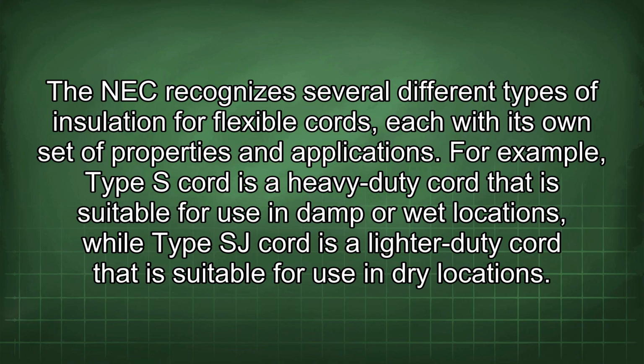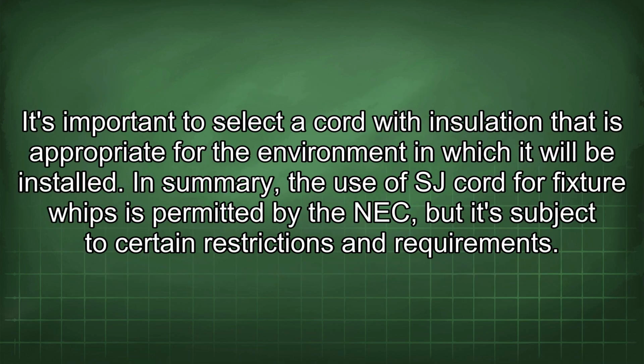For example, Type S cord is a heavy-duty cord that is suitable for use in damp or wet locations, while Type SJ cord is a lighter-duty cord that is suitable for use in dry locations. It's important to select a cord with insulation that is appropriate for the environment in which it will be installed.